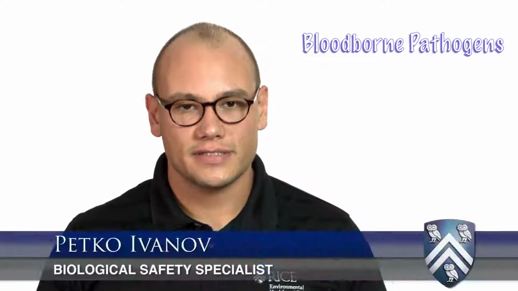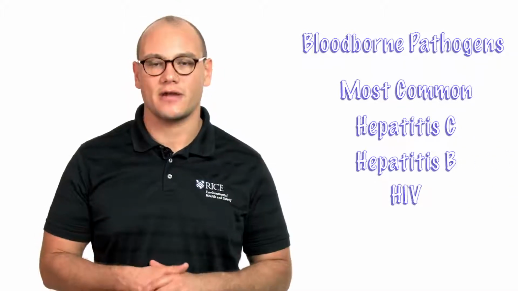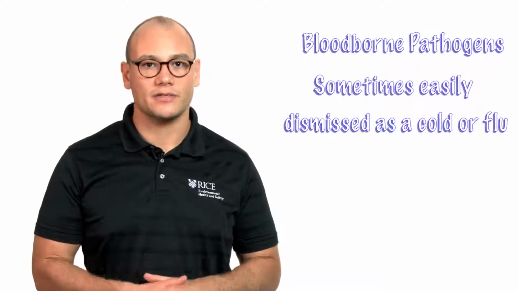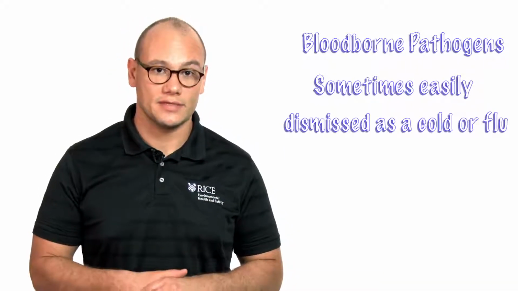Bloodborne pathogens are a set of infectious human pathogens which can be found in human blood. They can either be viral, bacterial, or fungal in nature. Hepatitis C, hepatitis B, and HIV are the most common bloodborne pathogens found in the population. Initial infection presents with mild to severe cold or flu-like symptoms.